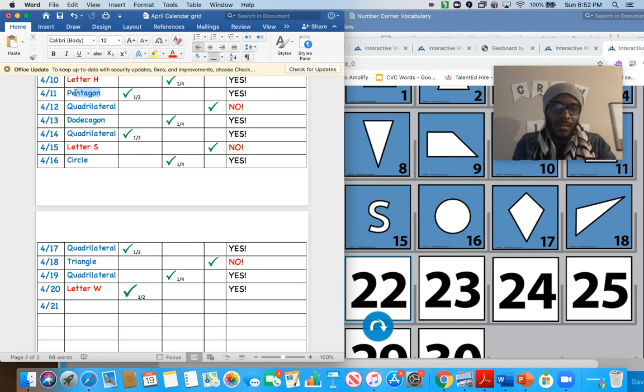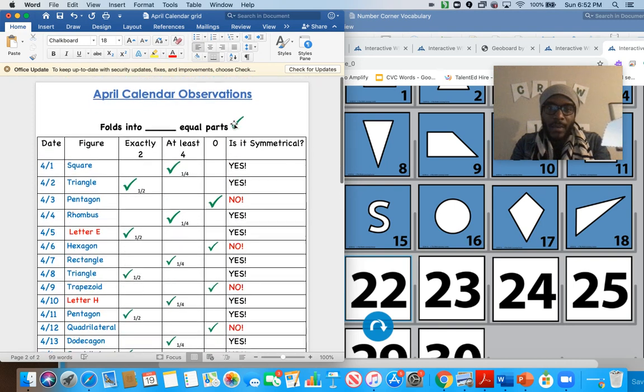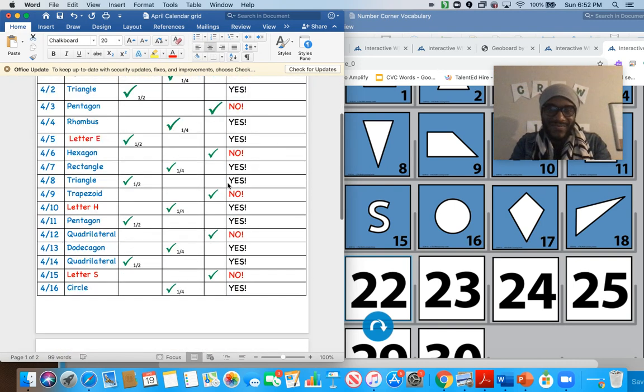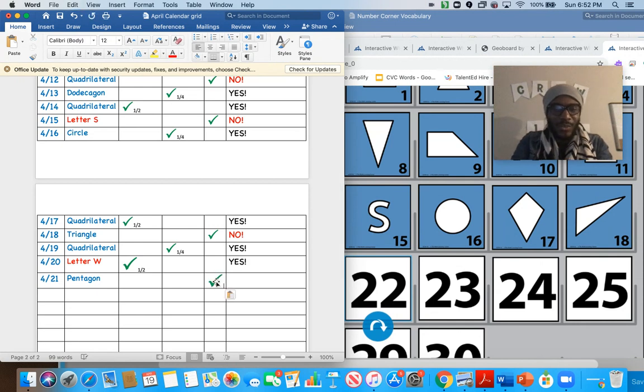of the day, which is a pentagon. And this pentagon that we have today was an asymmetrical shape because nothing was equal. It could not be folded into equal parts. So I'm going to put no. I'm going to get my check mark and put it under the no column. How many of you knew it was going to be no, based on the pattern so far?